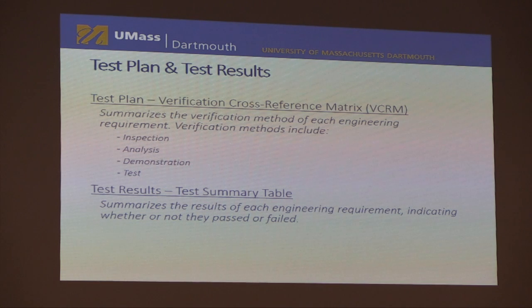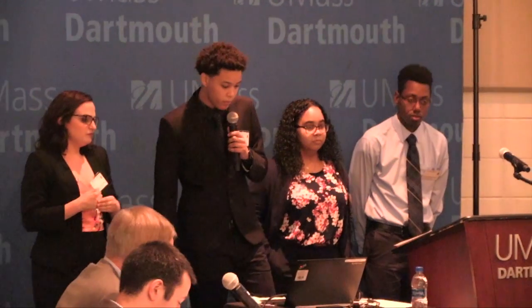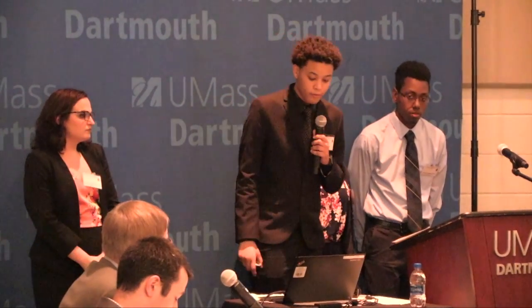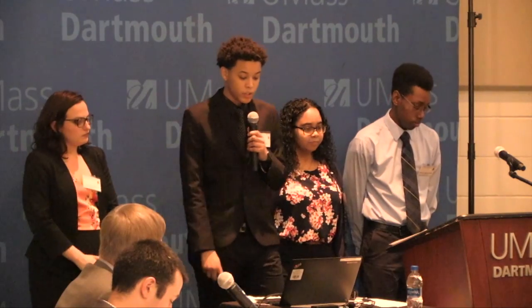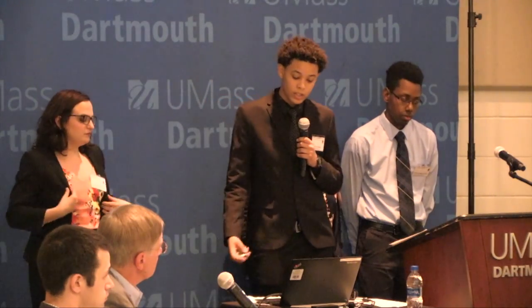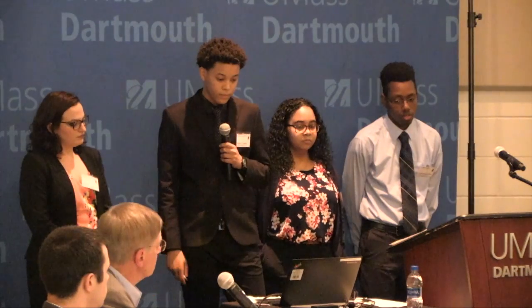Now we'll talk about test plan and test results. For the test plan, we use a verification cross-reference matrix, which summarizes the verification method of each engineering requirement. And there are 4 verification methods, which are inspection, analysis, demonstration, and test. For the test result, we use a test summary table, which summarizes the result of each engineering requirement, indicating whether or not they pass or fail.